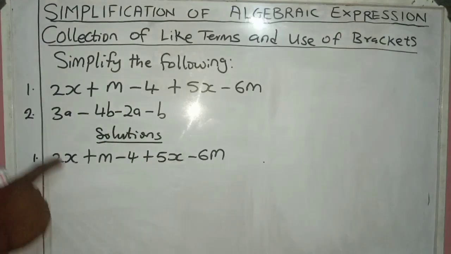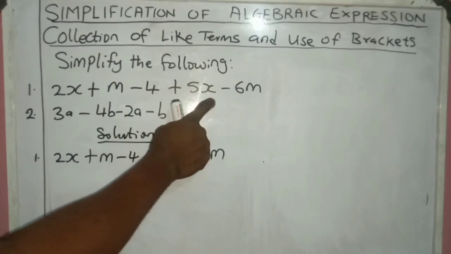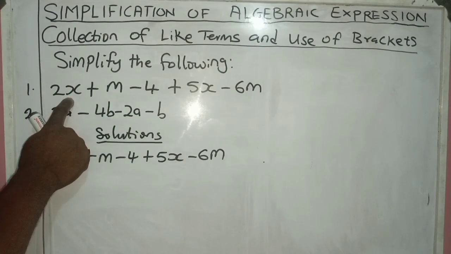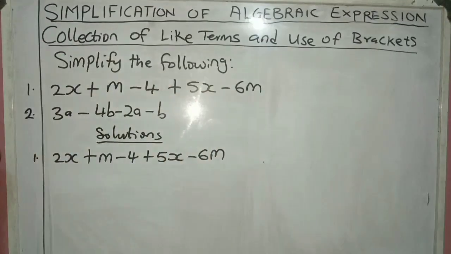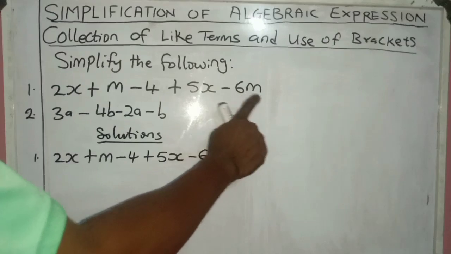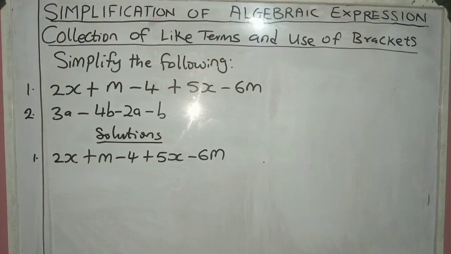So for number one, we shall be looking at collection of like terms, whereby we have more than one alphabet here. Here we have 2x plus m minus 4 plus 5x minus 6m. 2x has a like term of plus 5x. Plus m has the like term of minus 6m. And minus 4 is alone because it's a constant value. So collection of like terms means bringing together those terms that bear the same alphabet. That is exactly what we mean by collection of like terms.